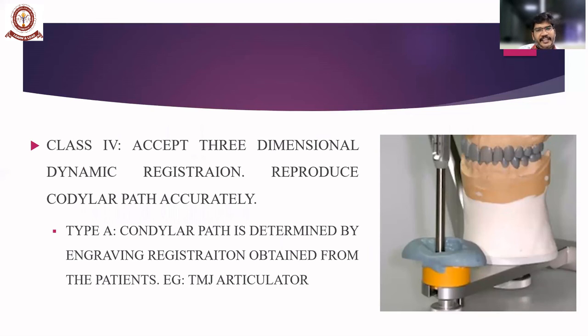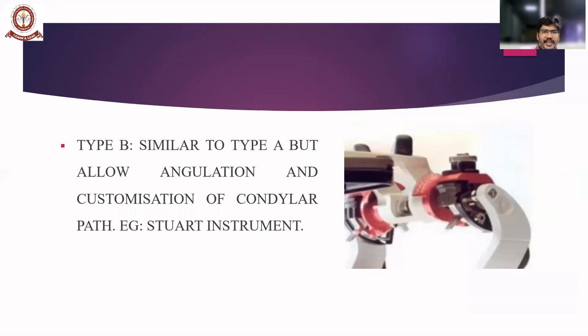Then comes your class 4 articulators. They are the most advanced type of articulators. They accept three-dimensional dynamic registration. They can reproduce the condylar path accurately, and can be classified into type A and type B. In type A articulators, the condylar path is determined by engraving the registration obtained from the patient. For example, type A articulators are TMJ articulators. Type B articulators are similar to type A, but allow angulation and customization of the condylar path. Example, Stuart instrument.